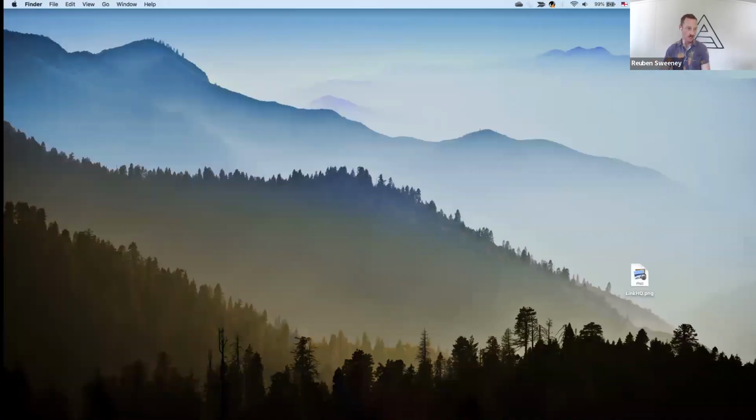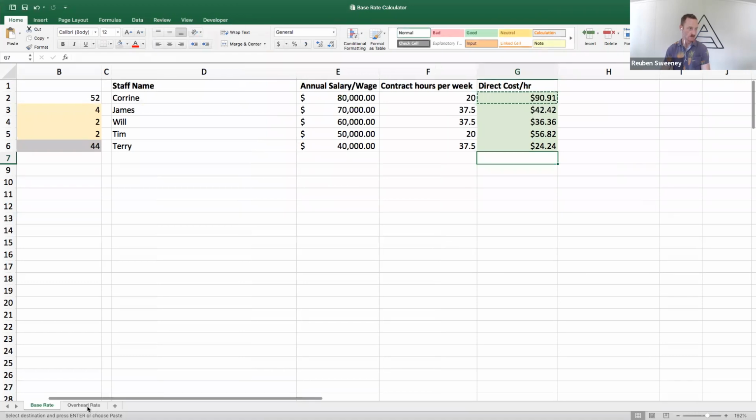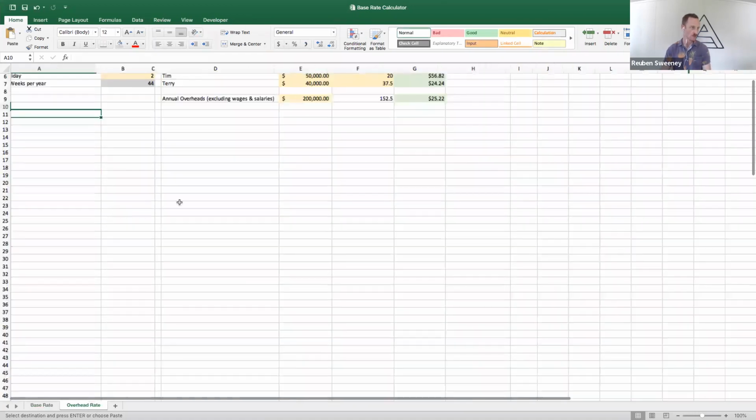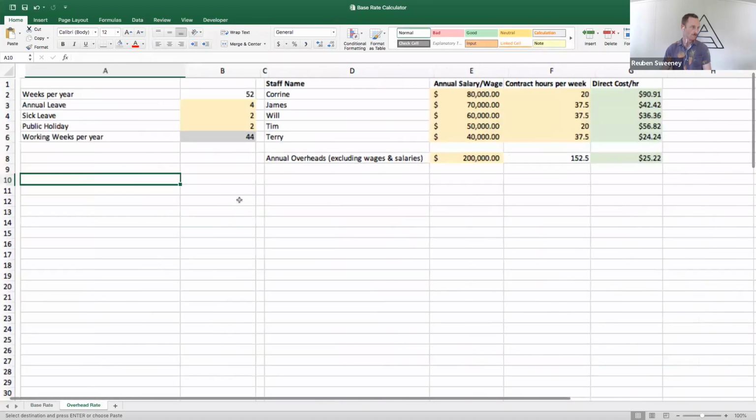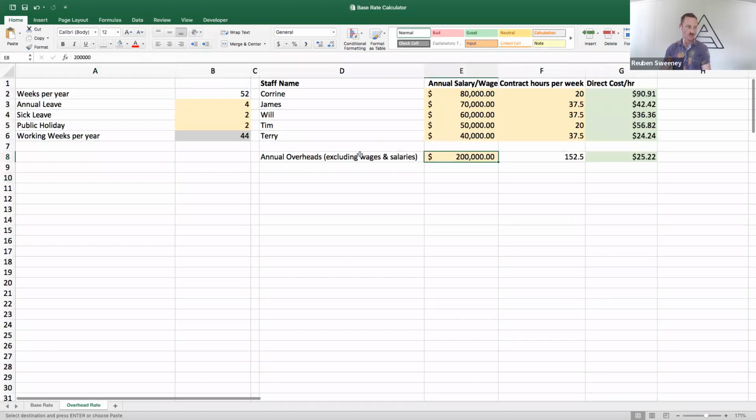And inside our calculator here, I've got it over here as sheet 2. I've kept it separate so we didn't confuse it ourselves. What we have is almost like an extra staff member. We have a value for annual overheads, excluding wages and salaries and any other direct costs that we're already capturing up here, of $200,000. And what we want to calculate is the total number of hours worked in a year, basically.